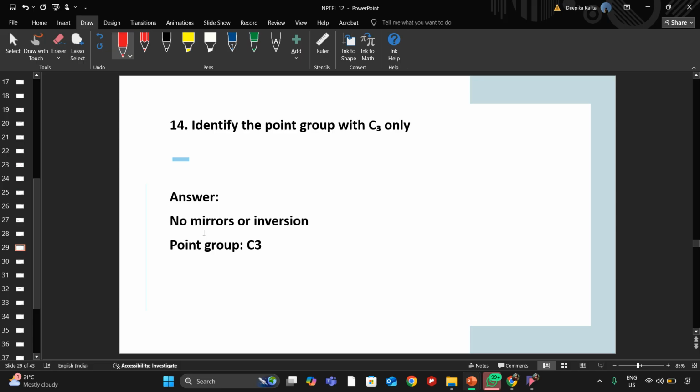Okay, because the point group will contain the operations C3, which is 120 degrees, and C3², which is 240 degrees, and the identity operation. So these will be the symmetry operations contained in the C3 point group.